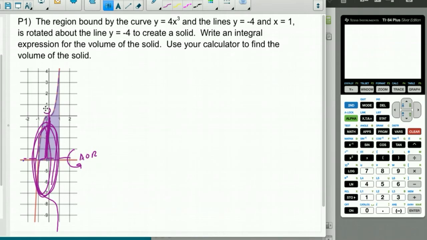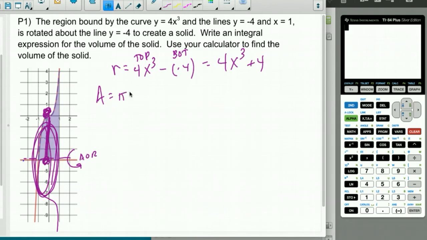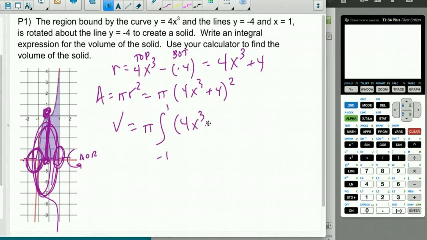So my radius is going to be top curve, which is 4x cubed, minus the bottom curve, which is the axis of rotation, which happens to be a negative 4. So I get that the radius is 4x cubed plus 4. That means the area of one disk is pi r squared, which would be pi times 4x cubed plus 4, quantity squared. So the volume is going to be from the first disk, which is at x is negative 1, to the last, which is x is 1, so the integral from negative 1 to 1 of pi times this thing squared with respect to x, and then type, and I get an answer.